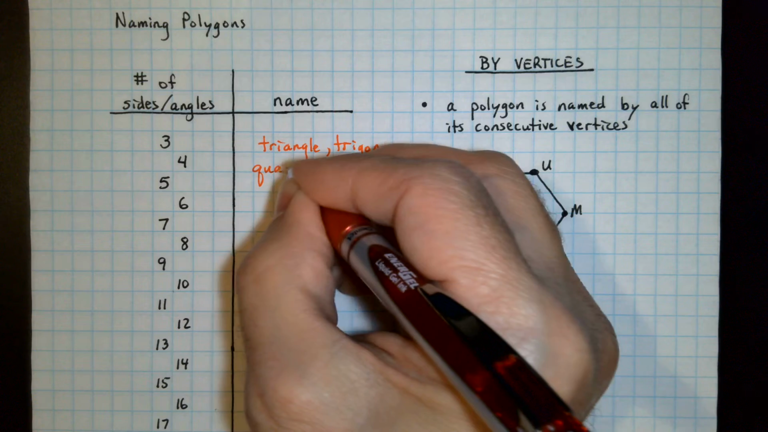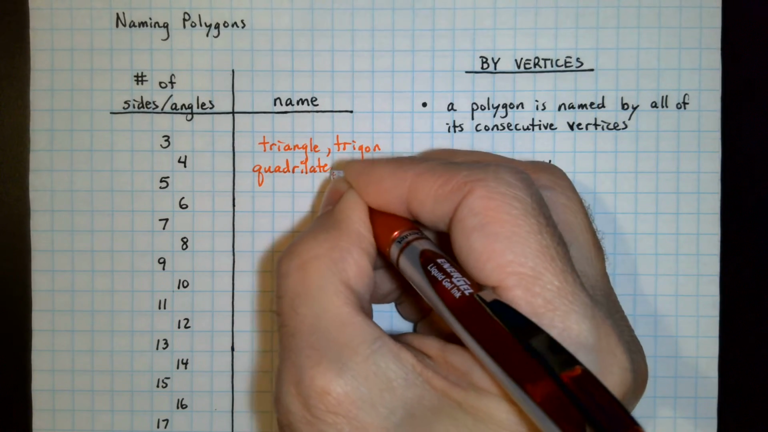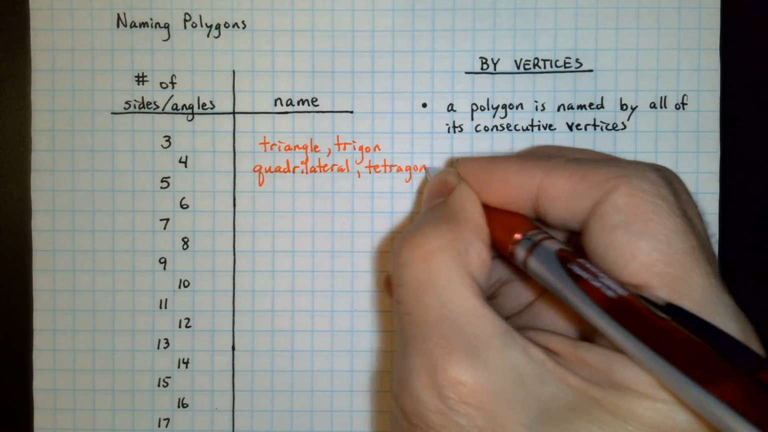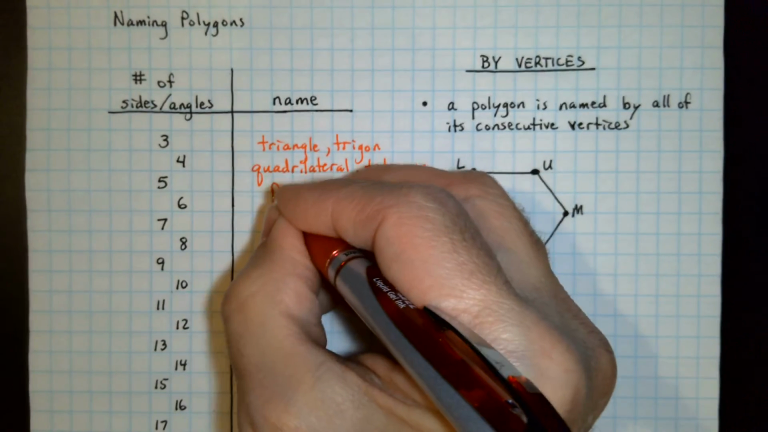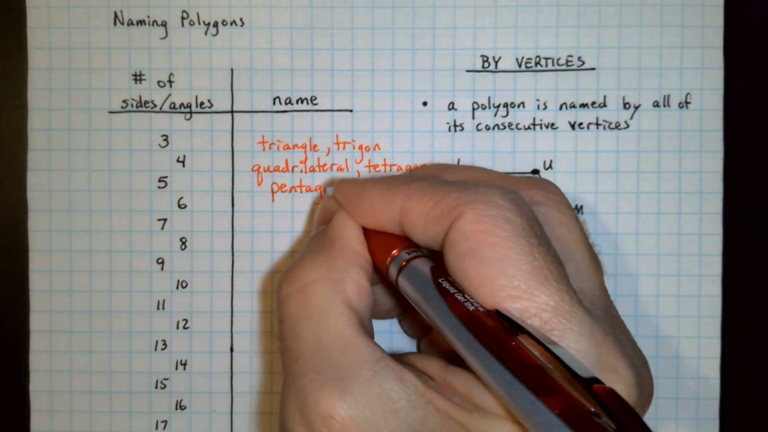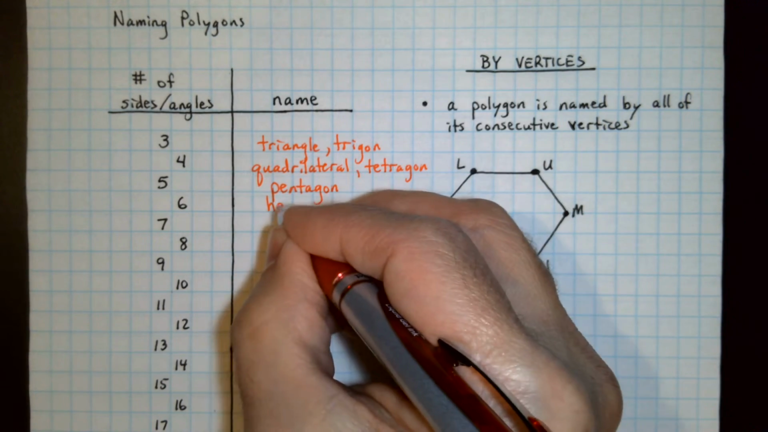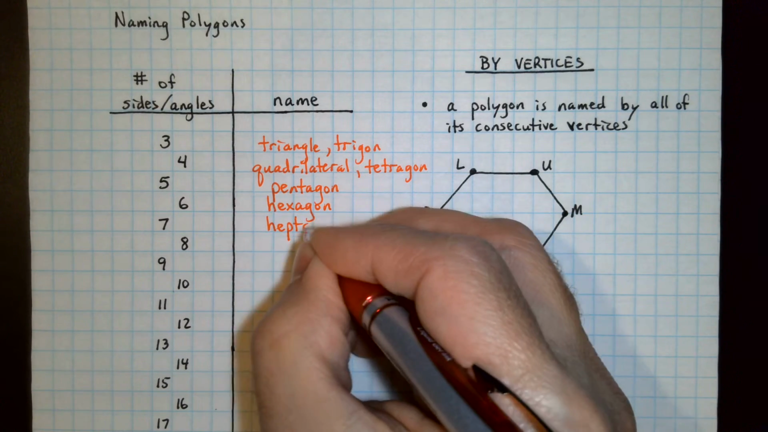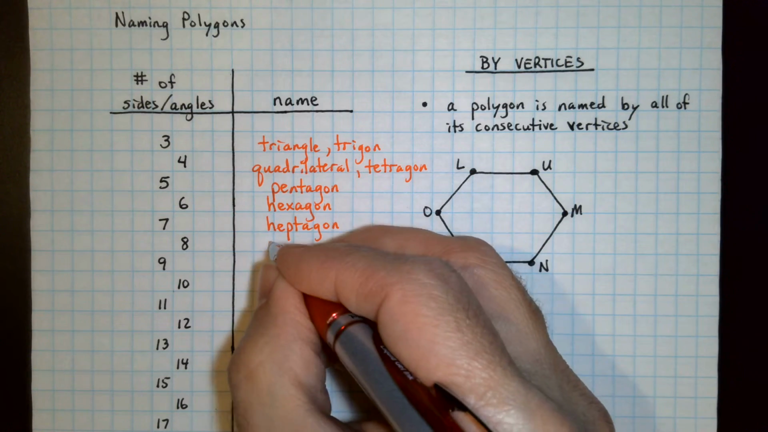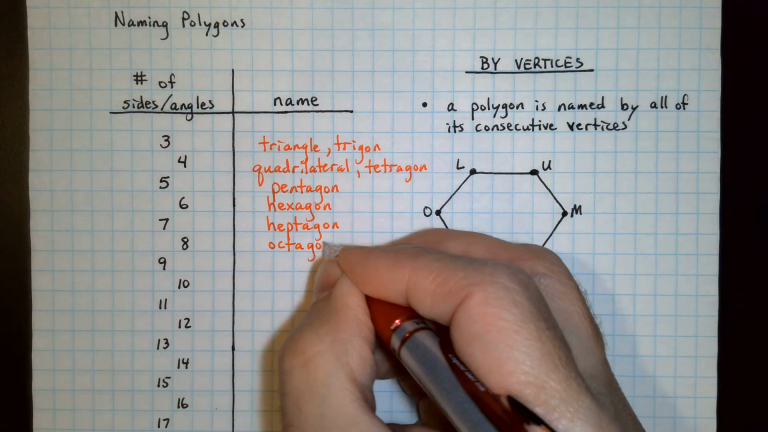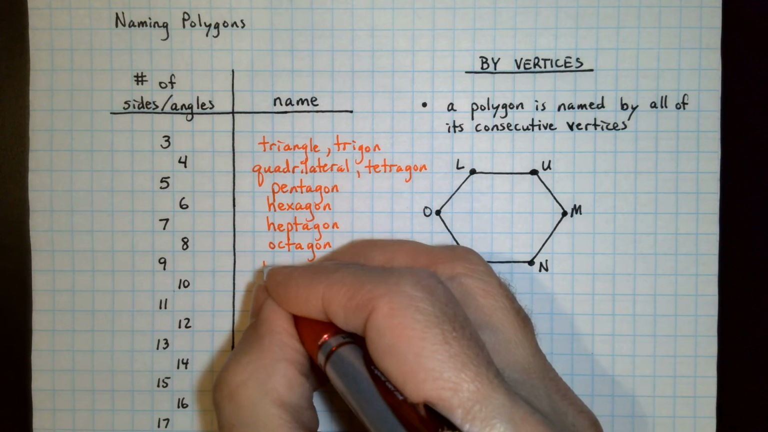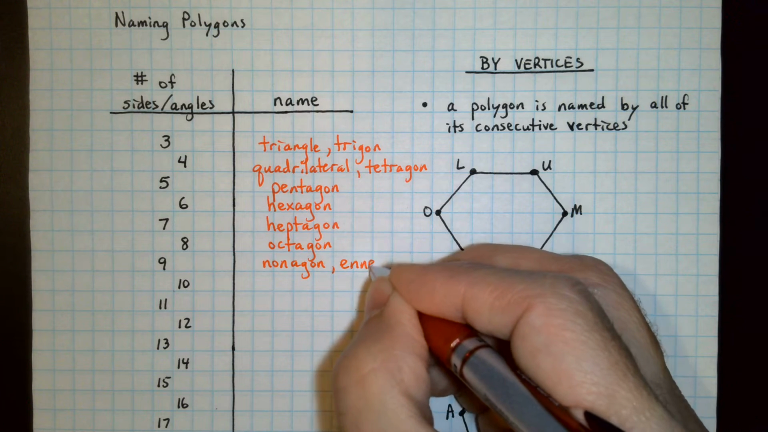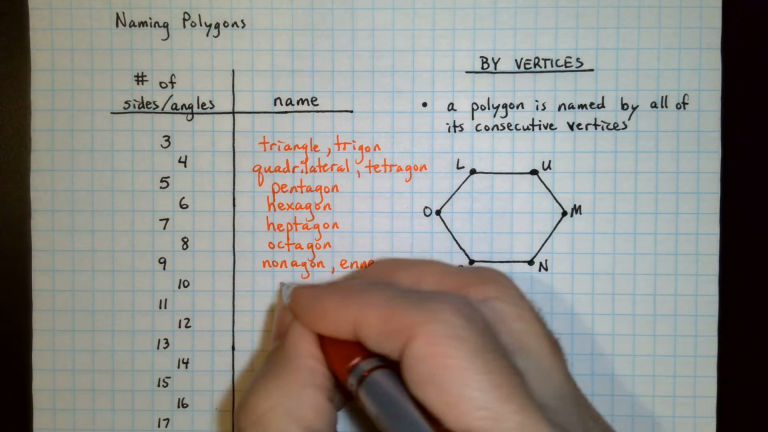4 would be a quadrilateral or a tetragon. You see the prefix tetra means 4. We get to 5. Most people know this one. It's a pentagon. 6 is a hexagon. 7 is a heptagon. Most people know this one. 8 is an octagon. 9 is a nonagon or an enneagon. And 10 is a decagon.